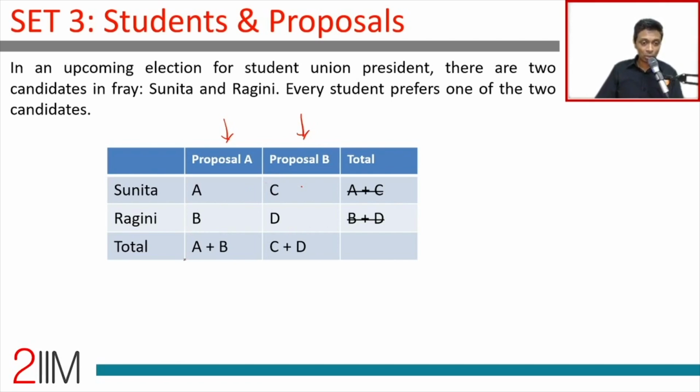Remember, the total people on proposal A, I can add A and B, this will work. For proposal B, you put C and D, you add these two, this will work. And so if 40 people who like proposal B voted for Sunita and 90 people who like proposal B voted for Ragini, then 40 plus 90, 130 have voted for proposal B. Because beyond Sunita and Ragini, there's no classification. Whereas this direction, it won't work like that.